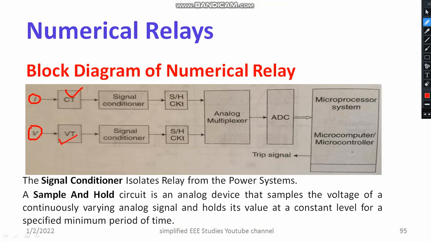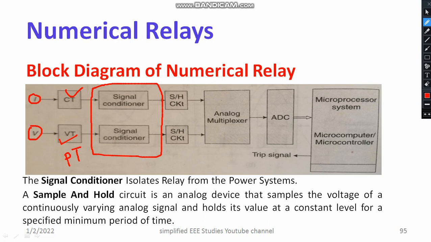CT means current transformer, VT means voltage transformer. VT is also known as PT, potential transformer. So CT and VT act as a sensor. It converts high current to a measurable value. Then you can see a signal conditioning unit that will isolate the relay from the power system.